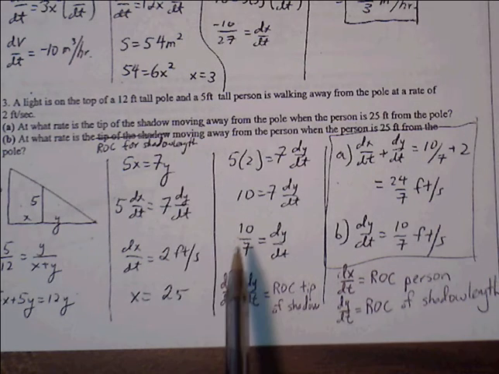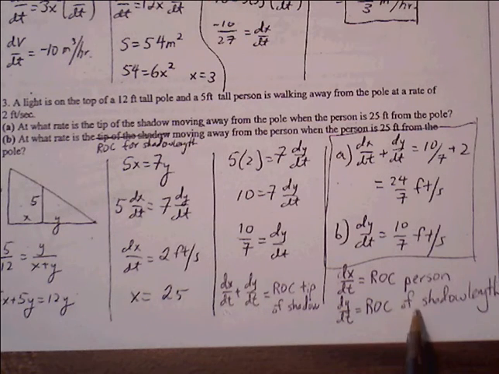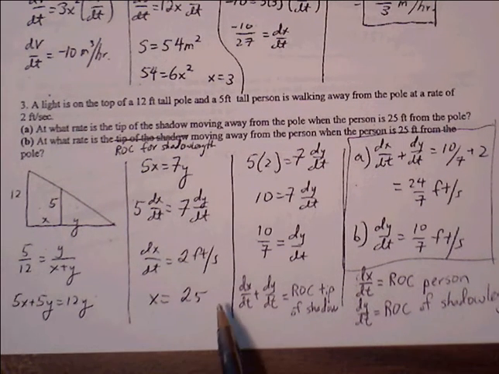So the rate of the tip of the shadow is going to be, we're going to add the two rates together. But before we can add the two rates together, we need to first find out the rate of the shadow length. Okay, we know what dx/dt is, which is the rate of the person walking, which is 2 feet per second. But we need to know what dy/dt is.